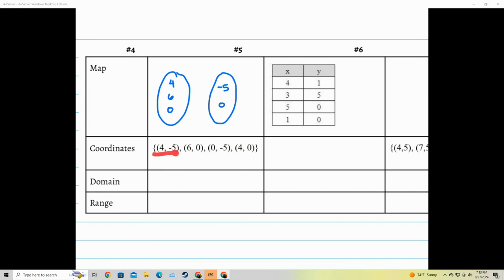All right, what maps to what? It looks like the 4 goes to -5, so I'm going to draw an arrow going from 4 to -5. It looks like the 6 maps to 0, so I'm going to draw an arrow going from 6 to 0. It looks like 0 maps to -5, so I'm going to draw an arrow going from 0 to -5. And it looks like 4 maps to 0, so I'm going to go ahead and draw an arrow going from 4 to 0. All right, what's my domain? My domain are the numbers in the front. That's going to be 4, 6, and 0.